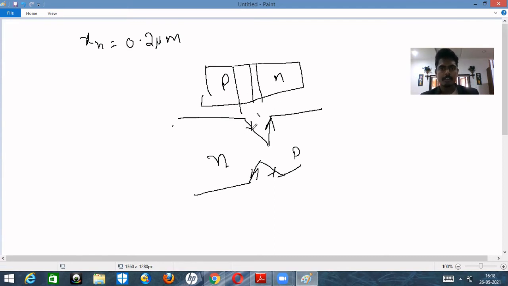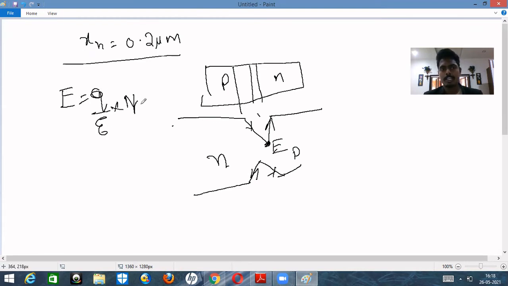Okay, so here they are asking that xn is equal to 0.2 micrometer, and they are asking for the peak electric field. We already know that the formula for electric field is q by epsilon into nd into xn, or q by epsilon into na into xp. Since xp and na are not given, we can go for the second formula.